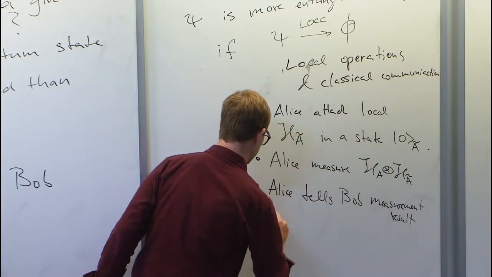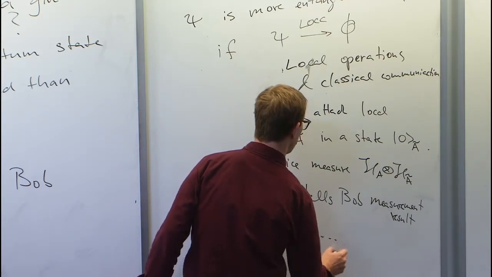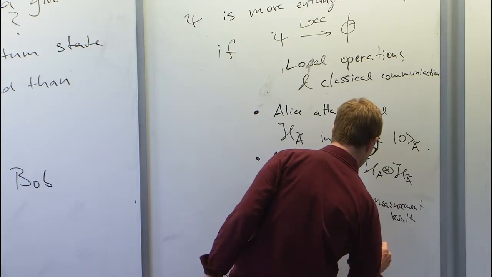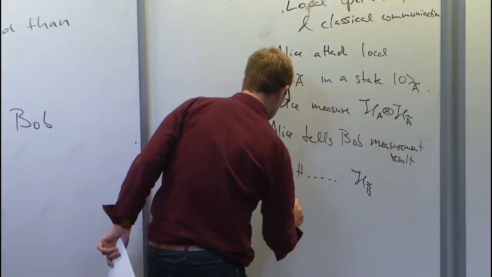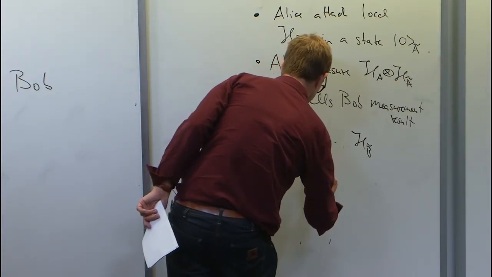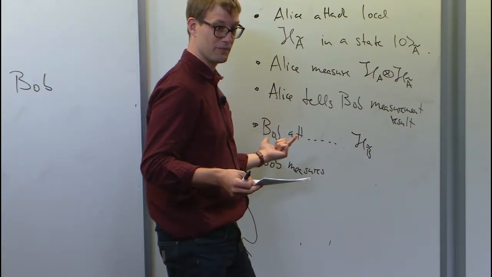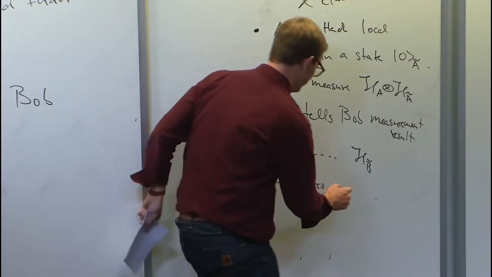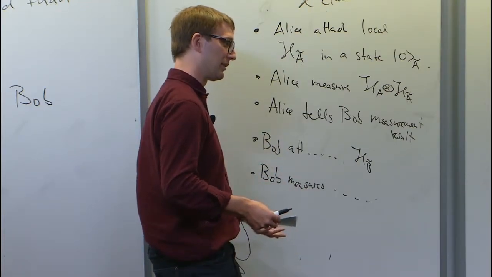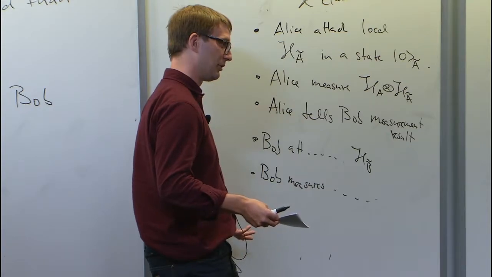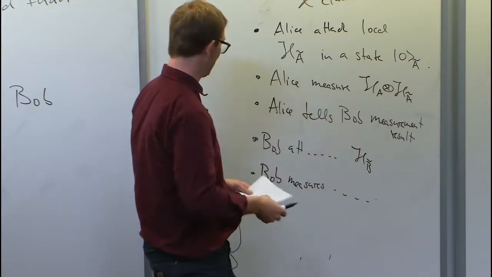Now it's Bob's turn. Bob attaches a local space, H_B̃ maybe, and then he makes a measurement. Note that Bob's measurement can now depend on the measurement result he got from Alice. Then he measures, gets a measurement result, and tells Charlie. Charlie attaches a local Hilbert space and a state in that Hilbert space. He makes a measurement, gets a measurement result, and tells Alice. Alice makes a measurement, and the whole thing repeats.